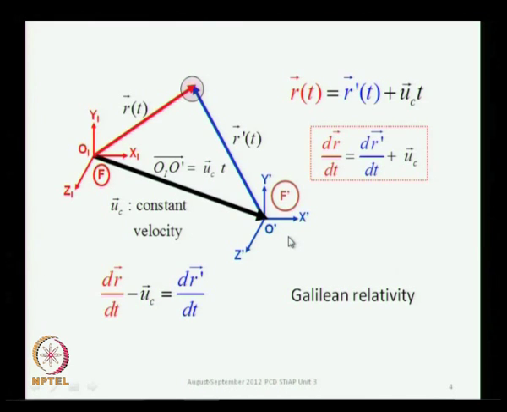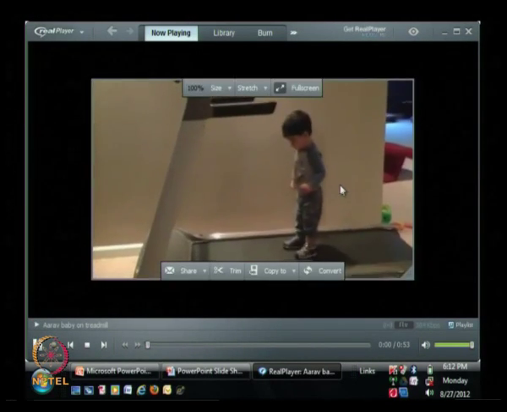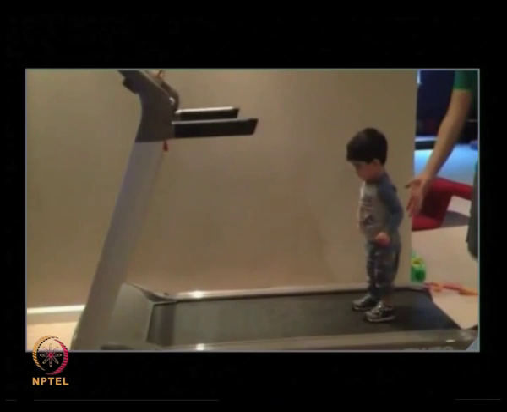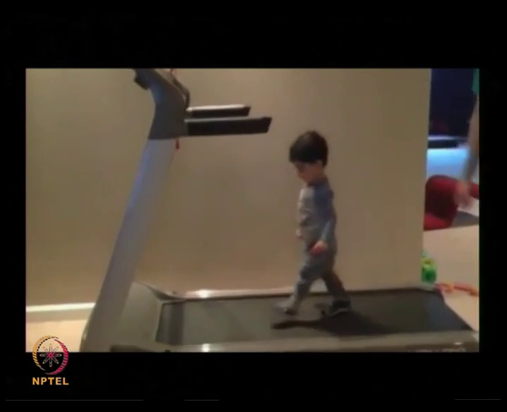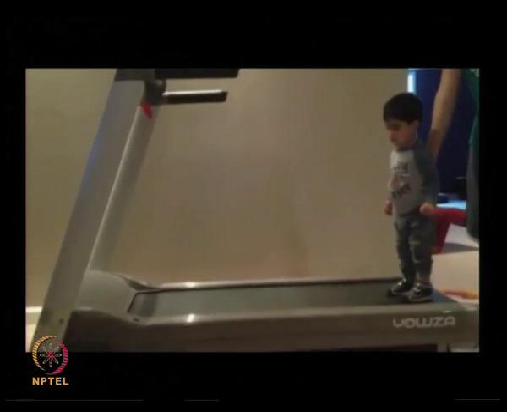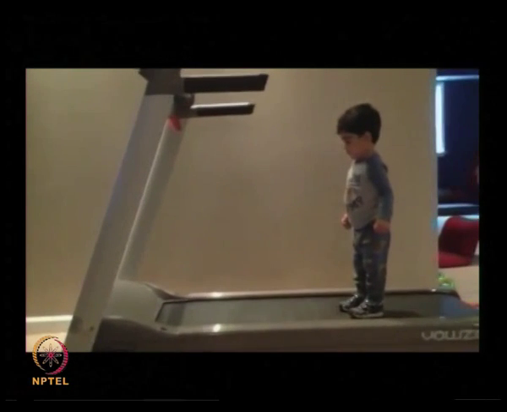That is the essential point in this, and I like to show this little video of this kid. Let me see if it comes up. Yes, it does, and I really like this video. And what you see is, if you ask the question as to what is his velocity, is it positive, is it negative, is he going forward, is he coming backward, does his velocity even have the same direction? Okay.